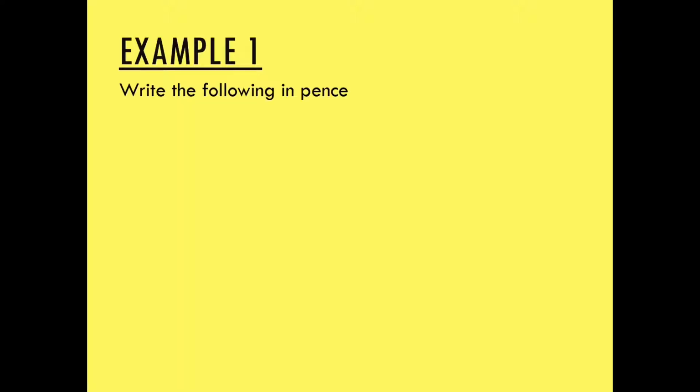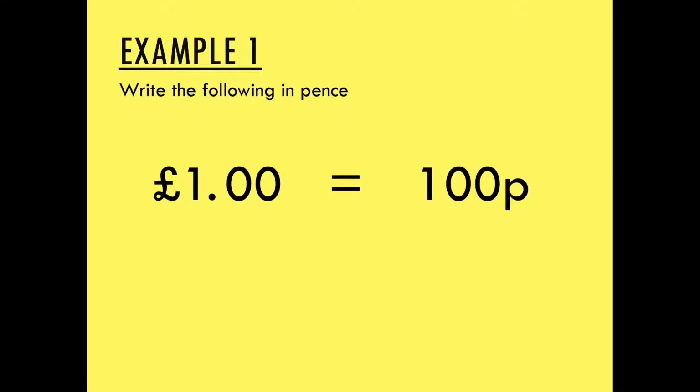Okay, so example number 1, we want to write the following in pence. So we're starting with £1 and we need to memorise that £1 is the same as 100 pence. So it's kind of like if you're just ignoring that decimal point there.